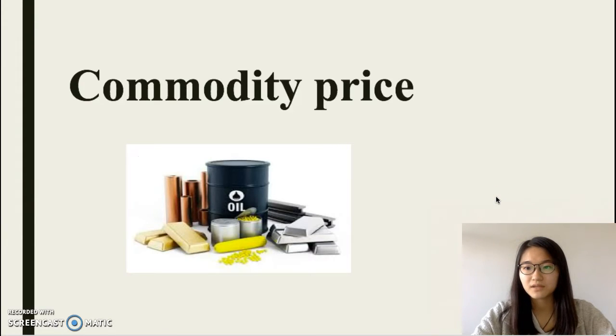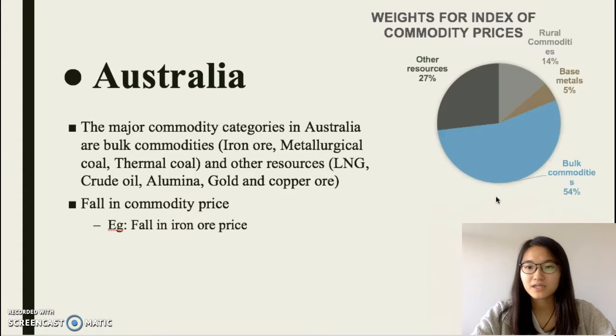Commodity price can be another reason which affects exchange rates. For Australia, as we can see from the pie chart, the bulk commodities and other resources are the major components of the commodity price index in Australia. The change in their prices could affect the value of the Australian dollar.